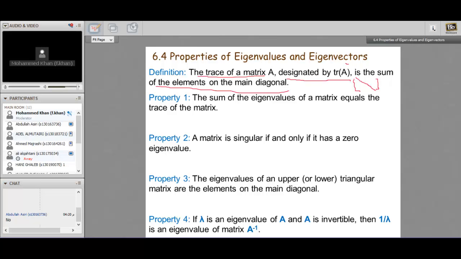So now there are several properties. Property number one: the sum of the eigenvalues of the matrix is equal to the trace of the matrix. So this is one property. Property number two: the matrix is singular if and only if it has a zero eigenvalue. Property number three: the eigenvalues of an upper triangular or lower triangular matrix are the elements on the main diagonal. I solved this type of question in my face-to-face class. If we have a matrix, either lower triangular or upper triangular, then the eigenvalues are its main diagonal.